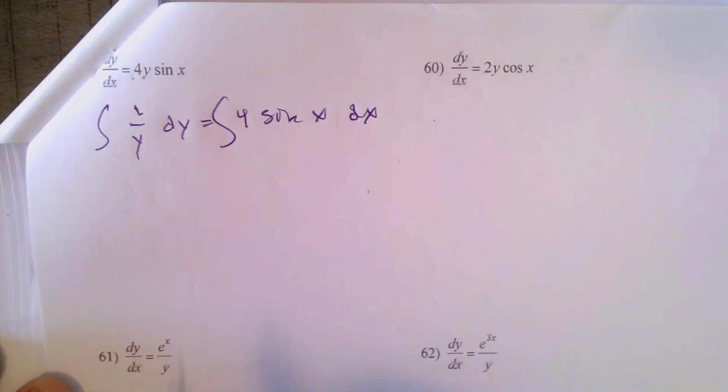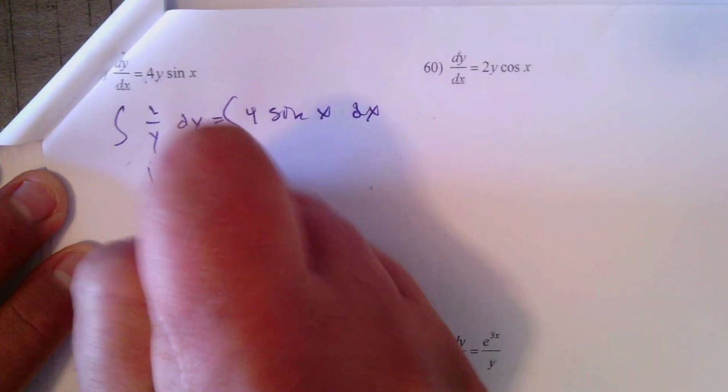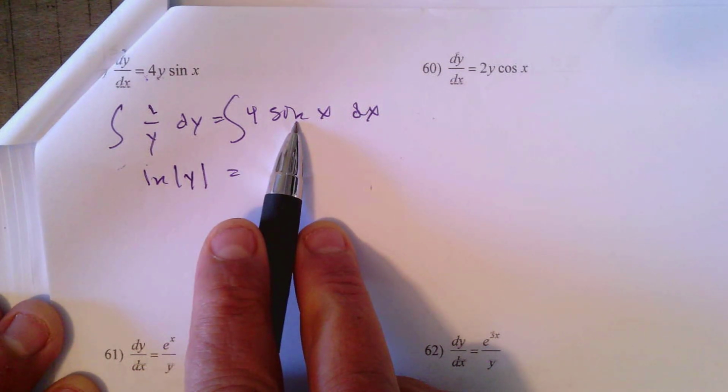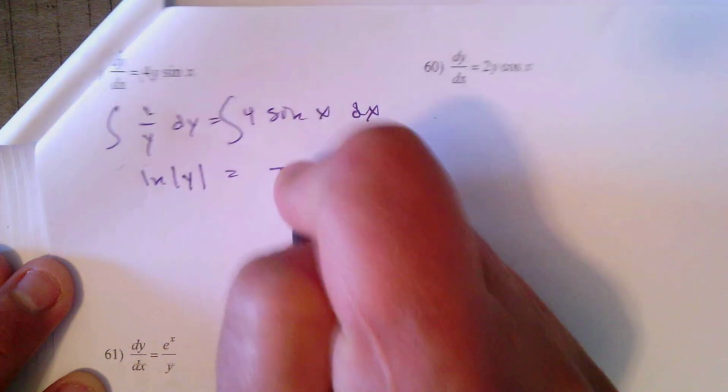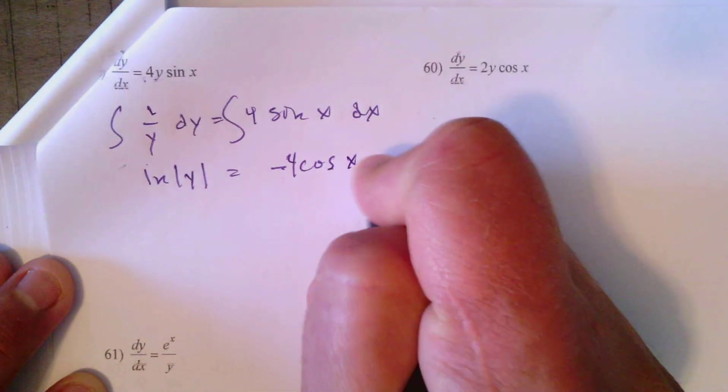Integrate both sides. This is going to be natural log of y. And over here, the antiderivative of sine is going to be a negative cosine, and don't forget the 4 there, of x plus c.